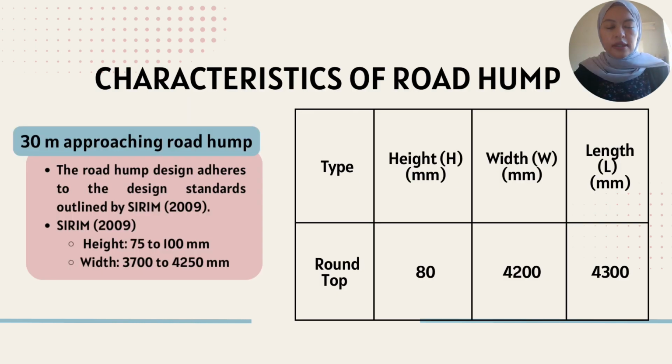In this study, we have also evaluated the characteristics of the road hump at our selected study area, and it is found that the road hump is considered as round top with a height of 80 mm, width of 4,200 mm, and length of 4,300 mm, which follows the guideline by the CRIM 2009, in which a road hump should have a height of 75 to 100 mm and width of 3,700 to 4,250 mm.